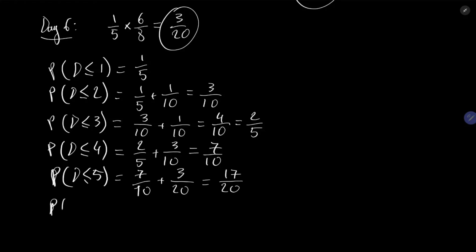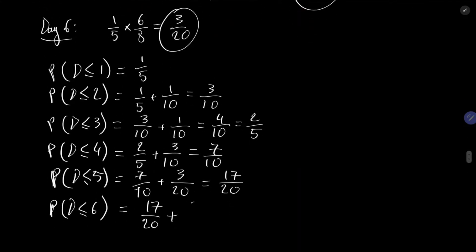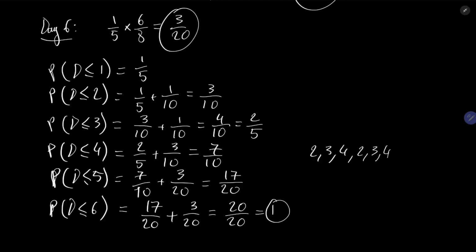And finally, the probability that we catch the fox before or on day number 6 is equal to 17 divided by 20 plus 3 divided by 20, which gives a probability of 100%. So we prove also with probability that with this strategy, 2, 3, 4, 2, 3, 4, the probability of catching the fox before or on day number 6 is equal to 100%.